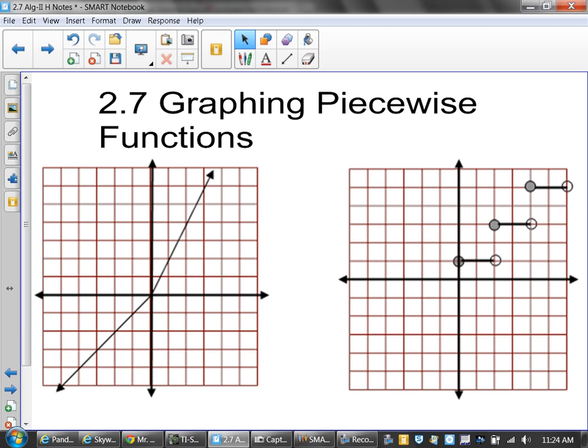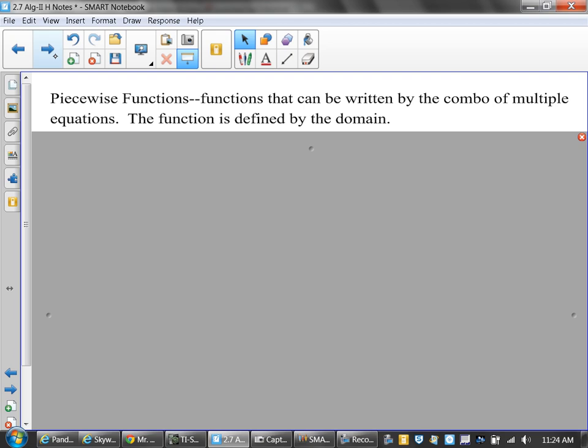So what happens here is that we're going to be looking at what are called piecewise functions. And piecewise functions are nothing more than functions that are written in the combination of multiple equations. Now, you've done this before. You've written multiple equations on the same piece of graph paper.